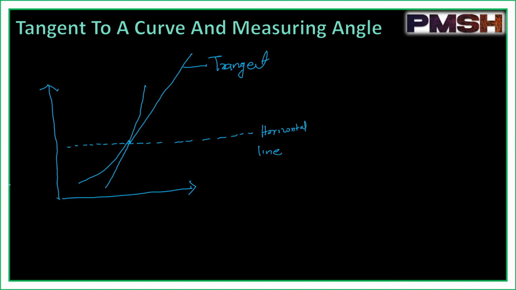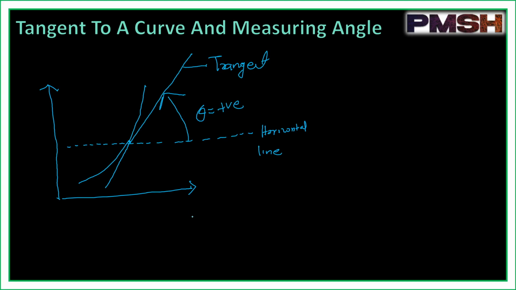Horizontal line. Okay. So you start measuring from the horizontal line. Always the angle is measured from the horizontal line. So to this tangent, if you are measuring, it will be like this. So this is anti-clockwise. Correct. So then this theta can be taken as positive. That is how you measure the angle to the tangent from a curve.